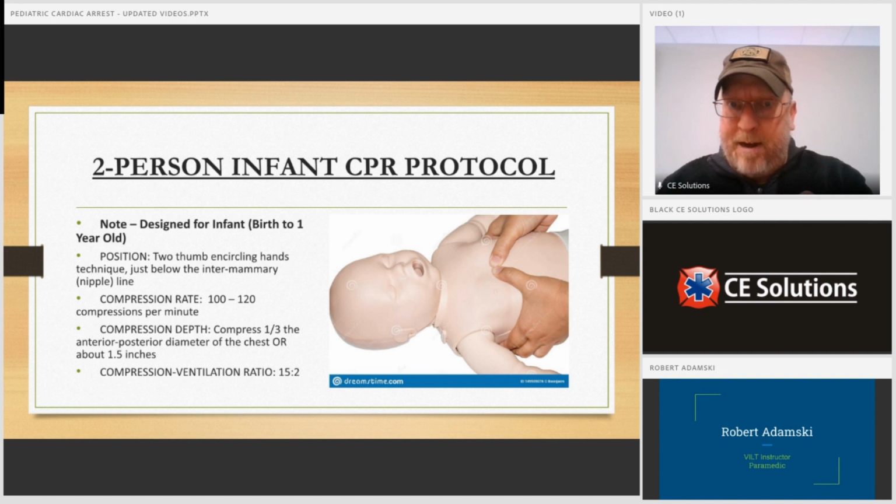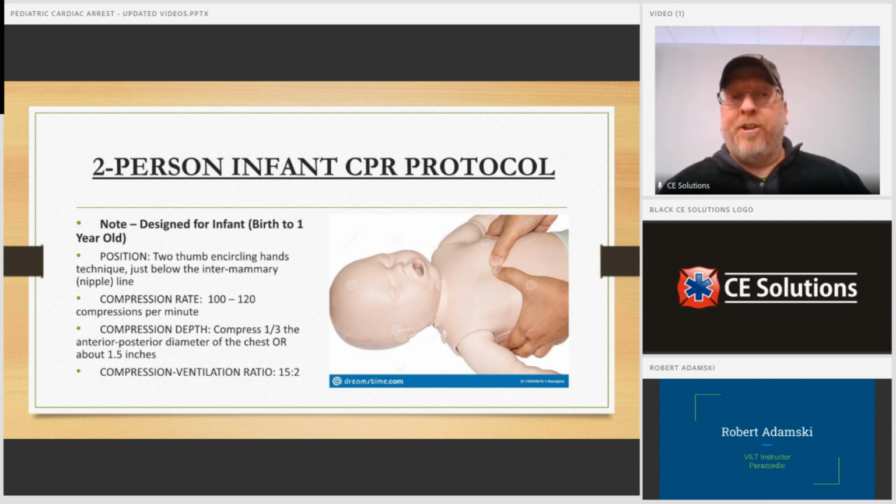Notice the diagram there and notice the picture. That's critically important. Our compression rate, however, does not change. Still 100 to 120 compressions a minute. And the compression depth is the same as one person infant CPR. So about 1.5 inches, or 1/3 the anterior posterior diameter of the chest.